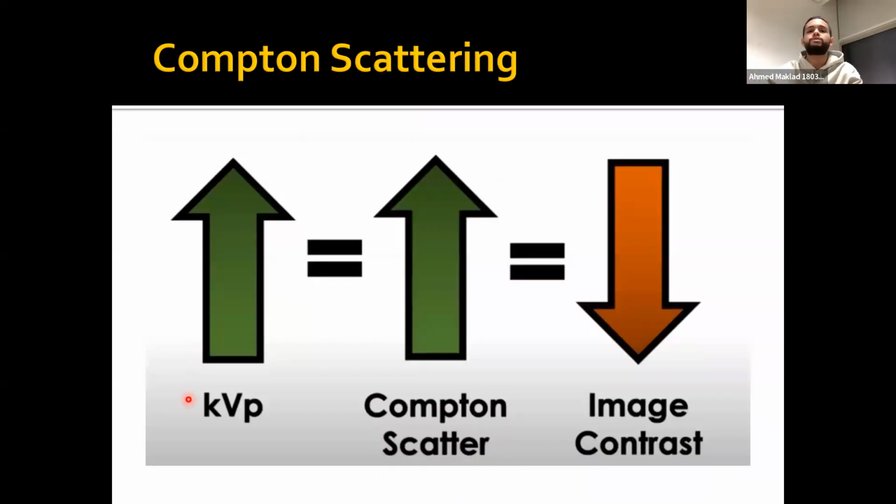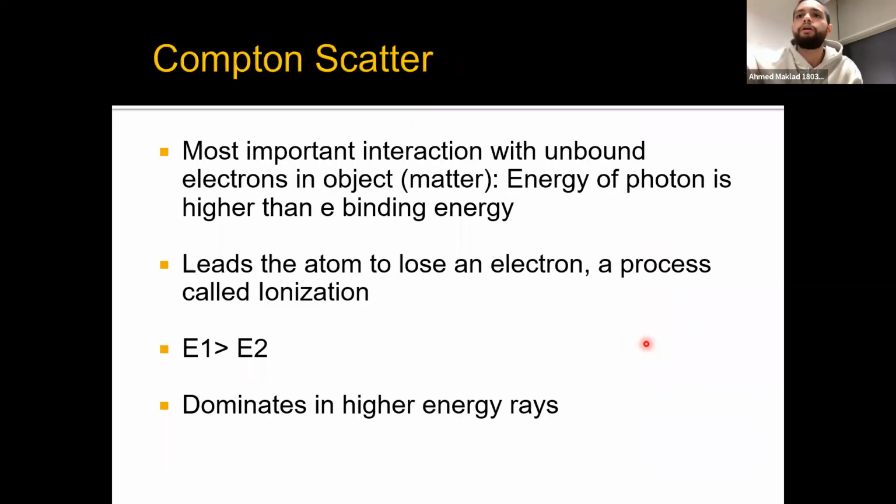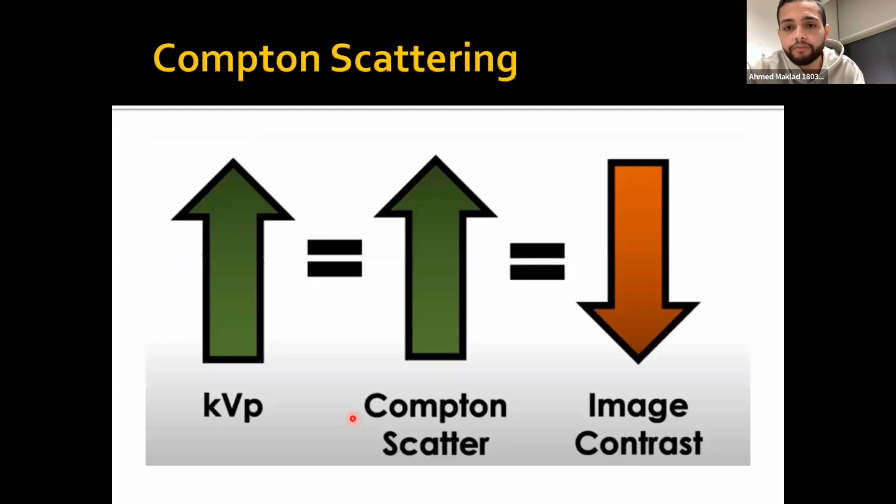Again, see, I just mentioned it. You have the kVp. If you increase the kVp, you increase the Compton effect, you decrease the image quality. So you guys remember what I said? kVp increases the energy of the electrons. And when you increase the energy of electrons, the Compton effect increases, and this decreases the image quality. So if you go right here, Compton scatter dominates in higher energy rays. If you increase the energy, you increase the Compton scatter, you decrease the quality of your image.